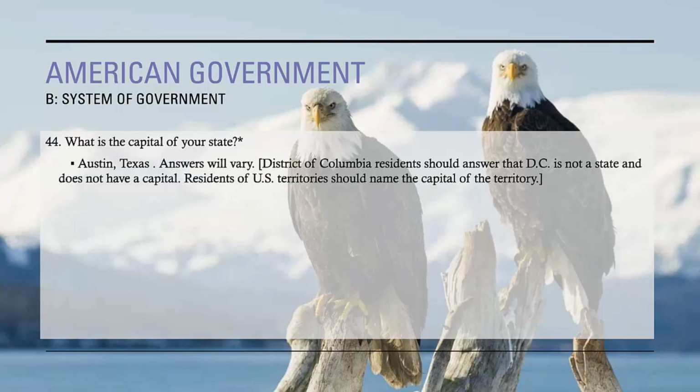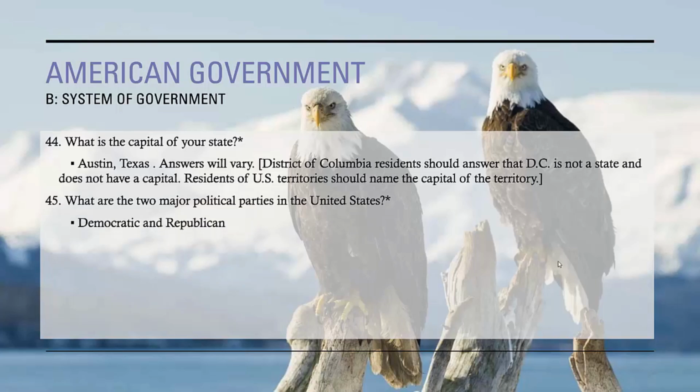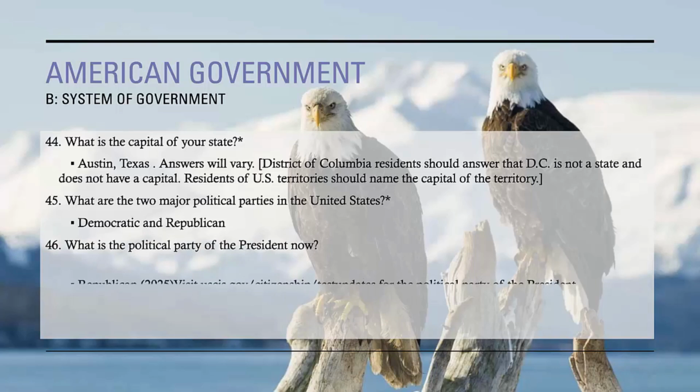Question number 45. What are the two major political parties in the United States? The two major parties in the United States are Democratic and Republican. Question number 46. What is the political party of the president now? The political party of the president now is the Republican Party.